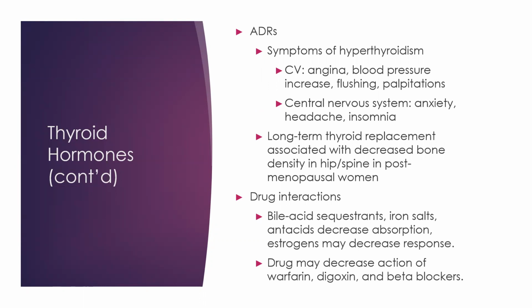You want to monitor blood pressure, pulse, and ECG, and assess for tachyarrhythmias and chest pain. In children, watch their height, weight, and psychomotor development. Check thyroid function studies, and blood and urine glucose in diabetic patients. And then watch for toxicity and overdose, which is manifested as hyperthyroidism, tachycardia, chest pain, nervousness, weight loss, and tremors.